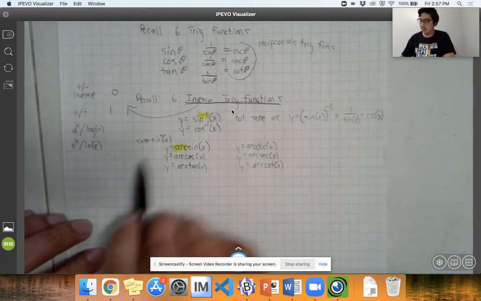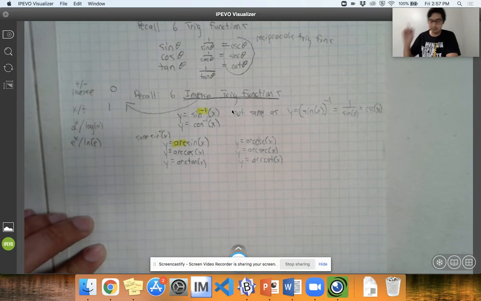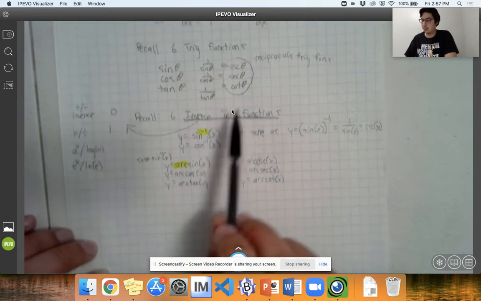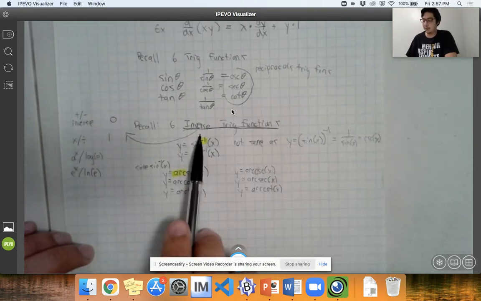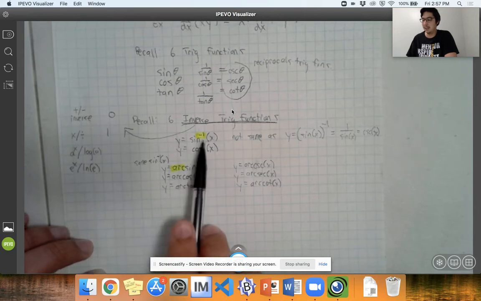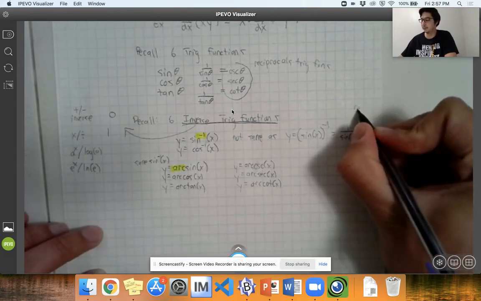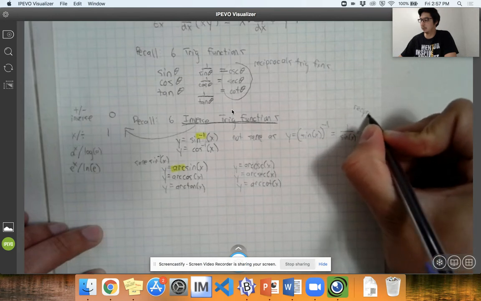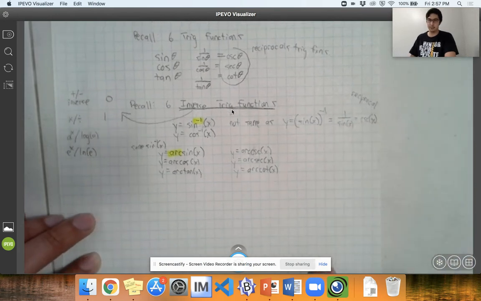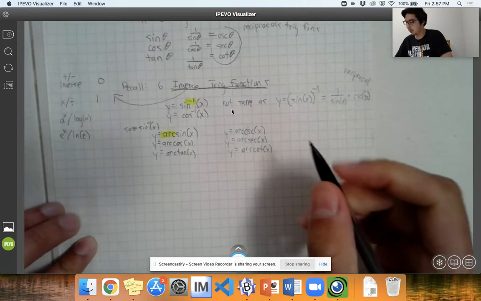All right, now to the main point. So we have all that. And just remember that reciprocals are not the same as inverses. All right, so sine to the -1, which is the inverse, is not the same as cosecant. That's a reciprocal. Okay. Now, let's start looking at the main point of this, which is the derivatives of these.